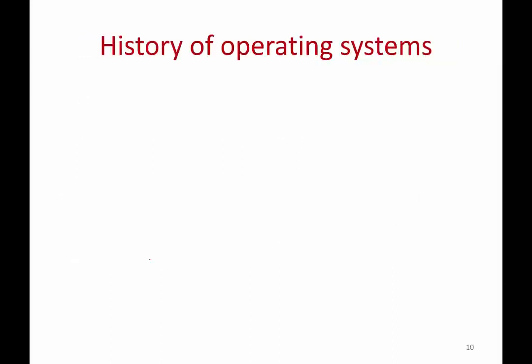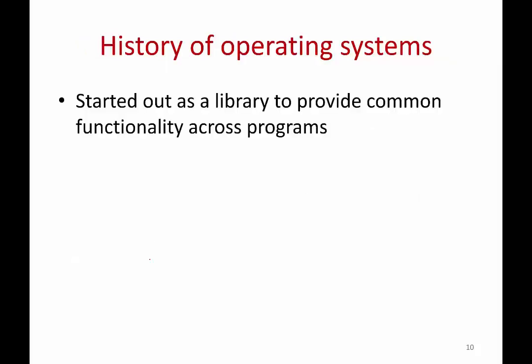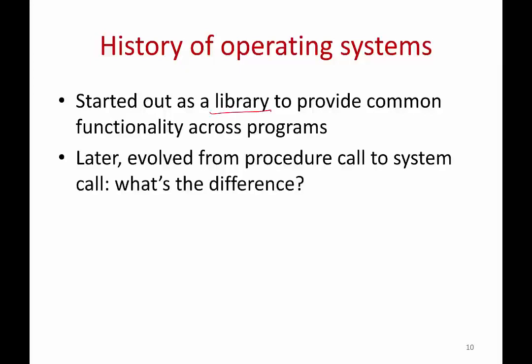So we are almost at the end of this introduction. We'll end with just a brief history of operating systems. Initially, operating systems just started out as a library, right? A set of functions that conveniently abstract out the hardware, that can be reused across different programs to provide all of this common functionality of accessing devices and so on. Invoking operating system functions in the library was just a function call, a procedure call. But later on, it moved to something called a system call. Right? So today when you want to invoke OS services, you make what is called a system call.